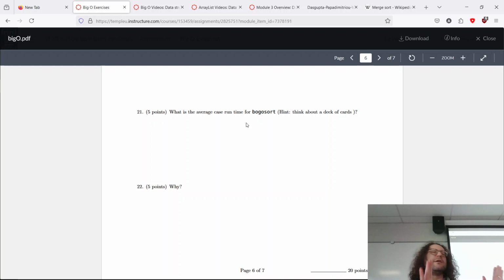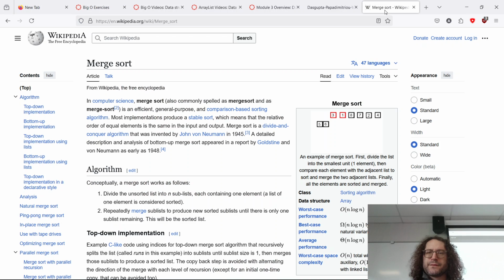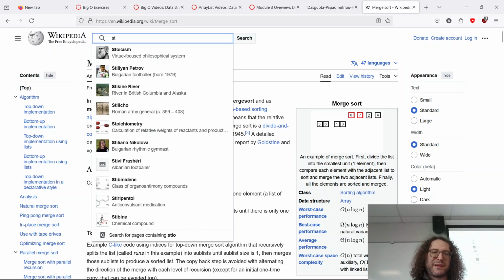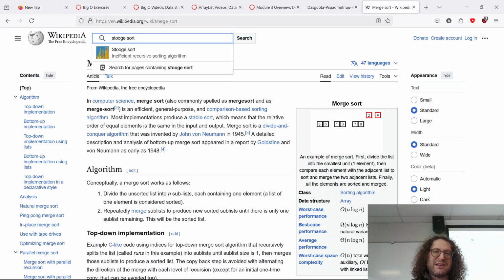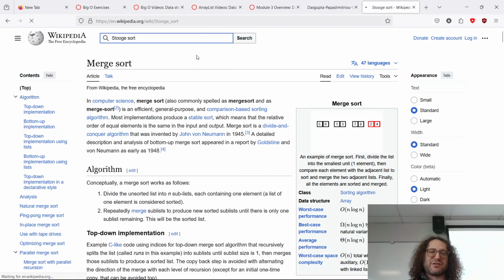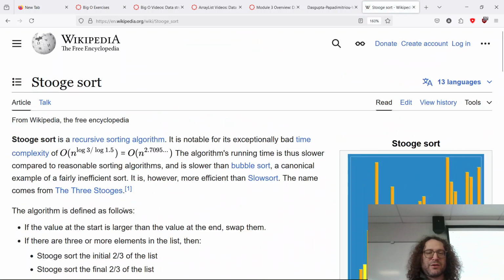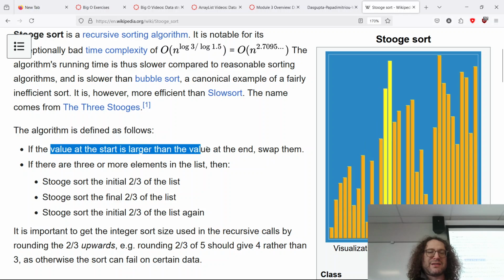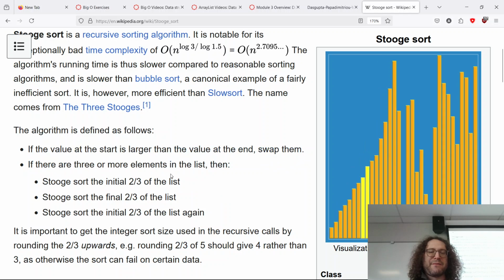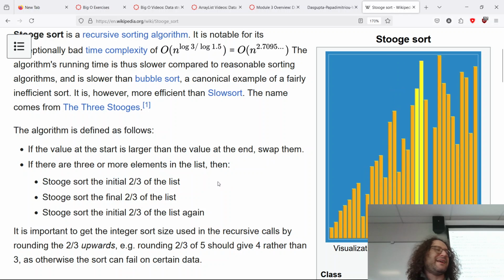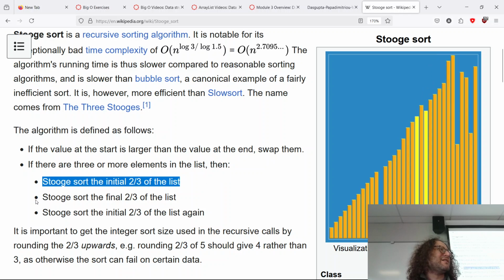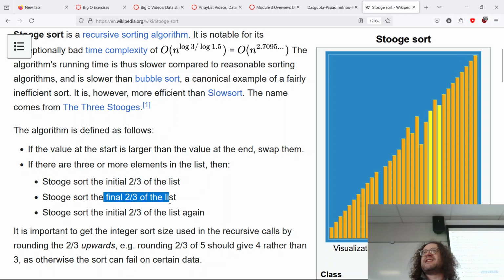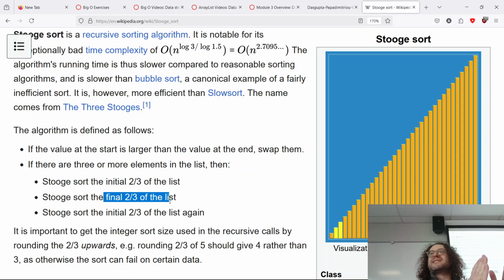The other pedagogical sorting algorithm, by the way, which we won't go over in this class because it's mainly a 3223 thing, but I figure I bring it up here because not everybody introduces it, is stooge sort, an inefficient recursive sorting algorithm. And it's very simple: if the value at the start is larger than the value at the end, swap them. And then if there are 3 or more elements in the list, here's what you do. You stooge sort the first 2/3 of the list, you stooge sort the second 2/3, and then you stooge sort the first 2/3 of the list again.